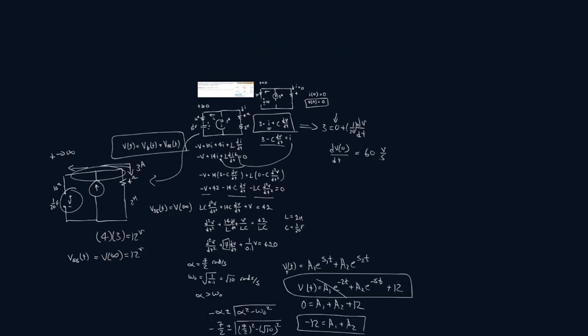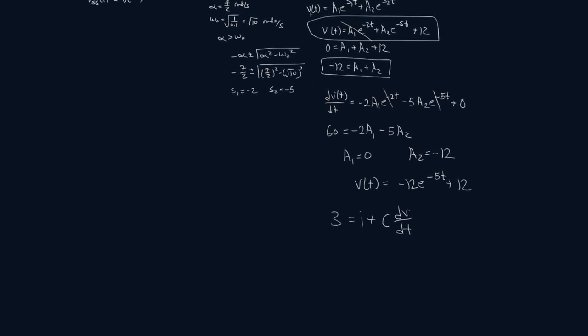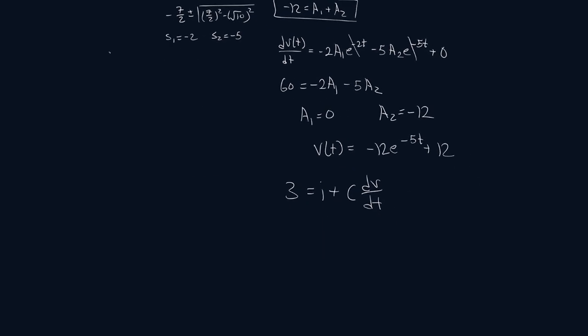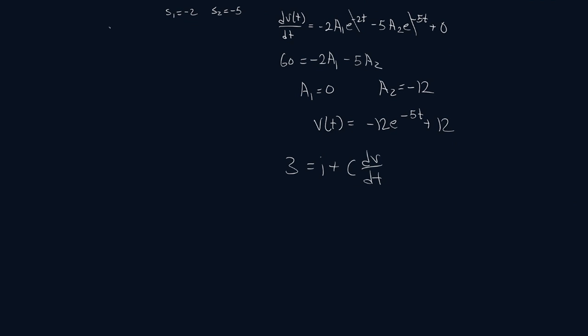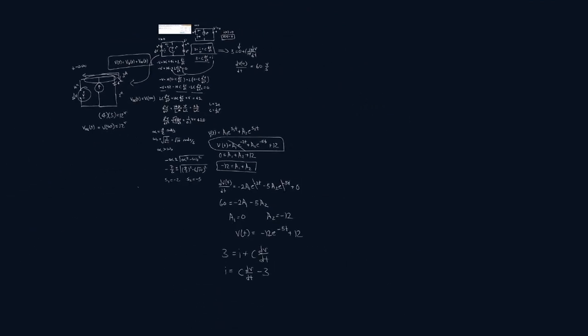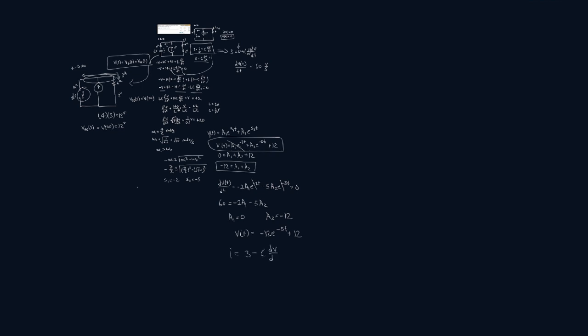Okay, let me double check. Yep. Okay. Whoops. Hold on. Give me a sec. Okay, there we go. Sorry, my computer was glitching. So I is obviously C dV over dt minus 3. Wait, hold on. Let me double check this. Sorry, I mixed this up. My bad. It's I is equal to 3 minus C dV over dt.